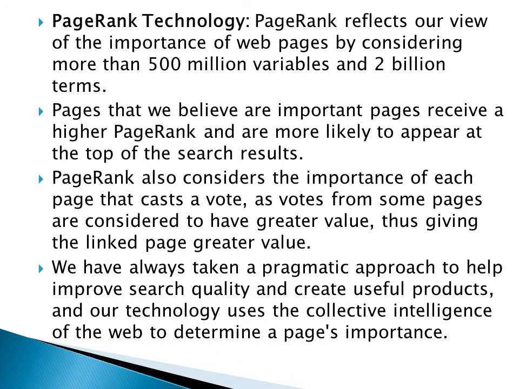To continue, Google says, we have always taken a pragmatic approach to helping improve search quality and create useful products, and our technology uses the collective intelligence of the web to determine a page's importance. In other words, they see who links to your website, and if it's a bunch of important websites, they'll say that your website is more important than if it were unimportant rinky-dink sites that linked to yours.